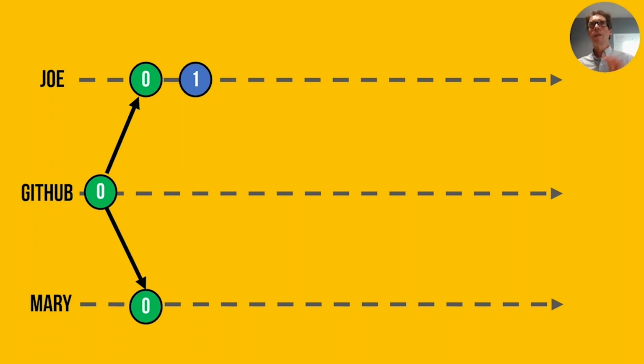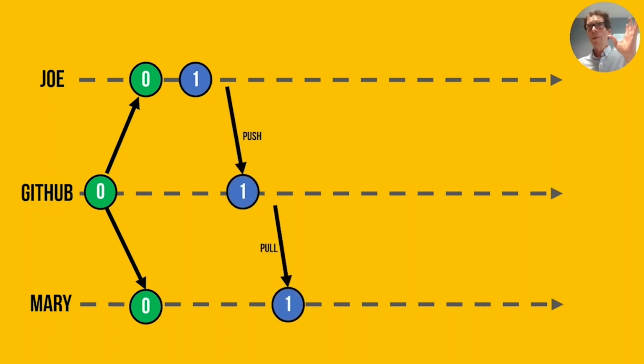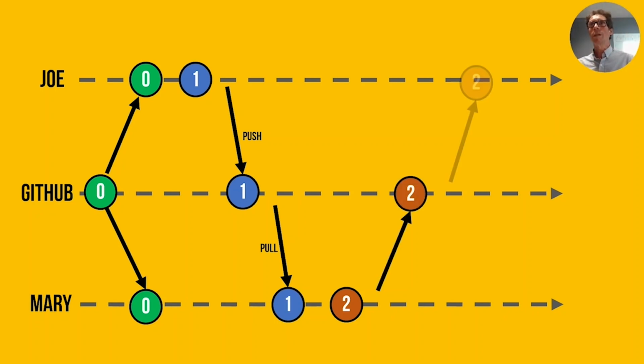Joe did some work and made the first commit. He pushed that commit to GitHub. Mary then pulled that committed work to her laptop. So now the team are in sync. Mary did some work and made commit number 2. She pushed that to GitHub. Joe pulled that work to his laptop. Now the team are in sync again.